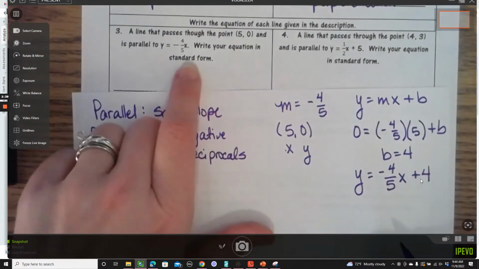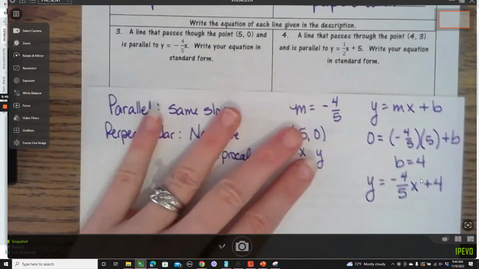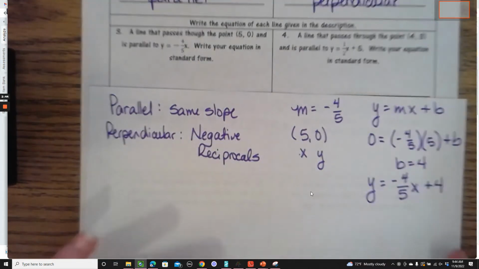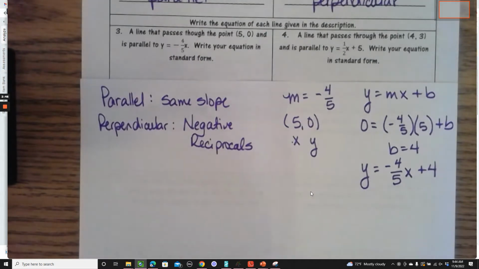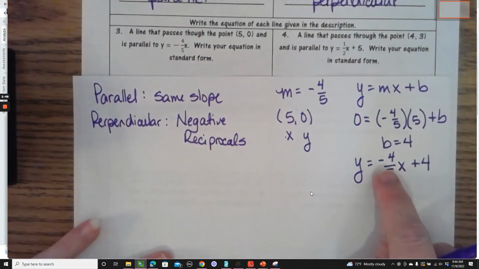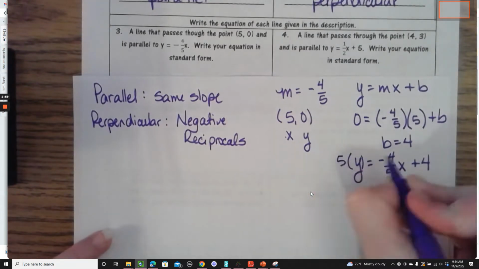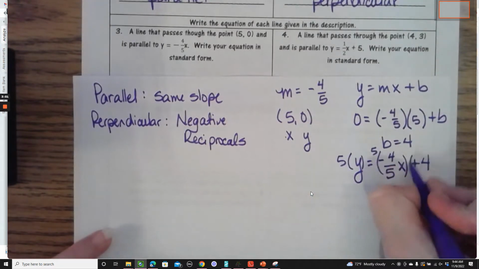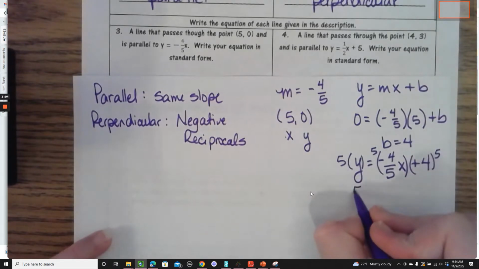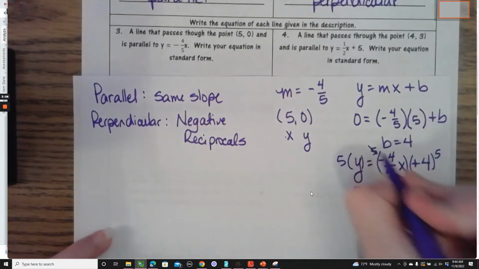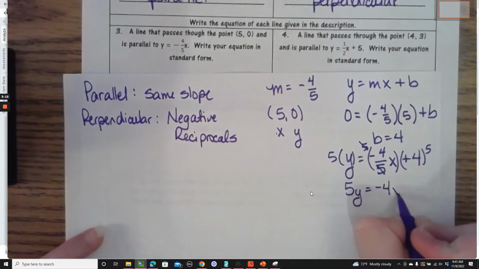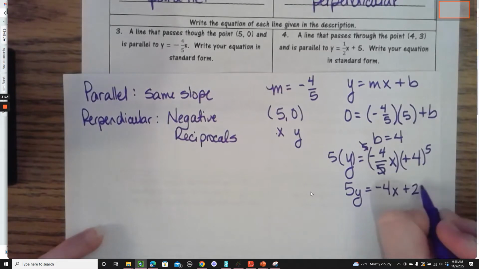But look what this says, in standard form. So not only do I have to write the equation, I got to convert it. The rules for standard form are still up on the board. Rule number 1, no fractions. How do I get rid of this fraction? Multiply by the number on the bottom. Everything gets multiplied by the denominator. So 5 times y is 5y. This cancels this, so I'm left, that -4 is still there, and then 4 times 5 is 20.